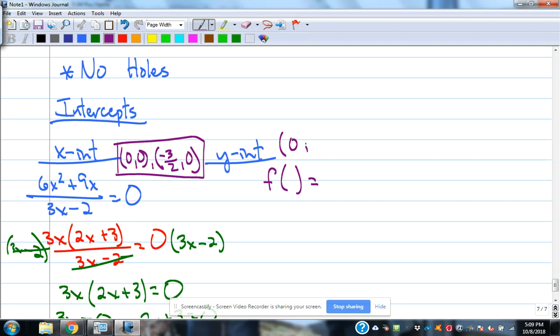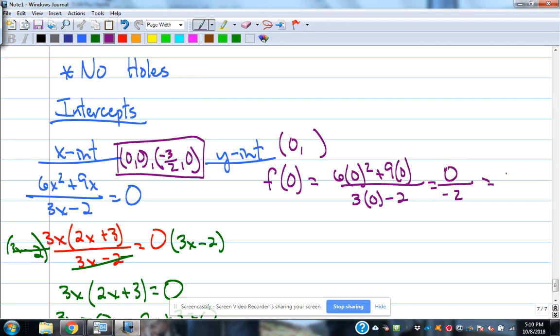For the y-intercept, what do I do with 0? Put it in for x. And that makes this one easy peasy. That's 0 on the top. 3 times 0, 0 minus 2 is next. Well, that's just 0. It doesn't matter. Notice that this y-intercept and this x-intercept are the same. That's the only time they will be, is if it's at the origin. If the x-intercept is at the origin or the y-intercept is at the origin, they match up. Okay?